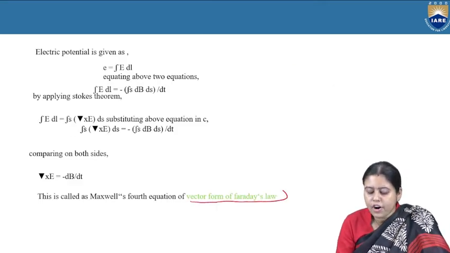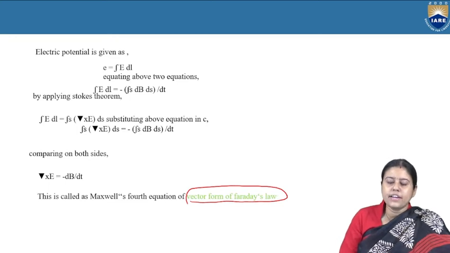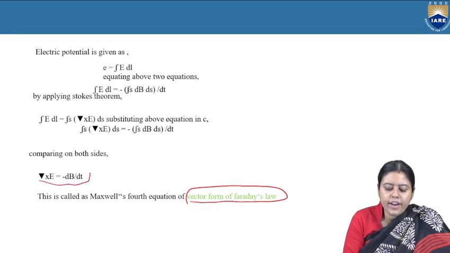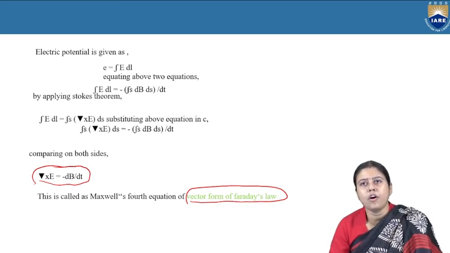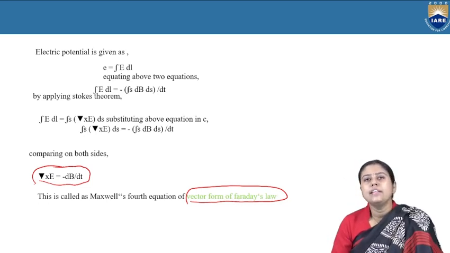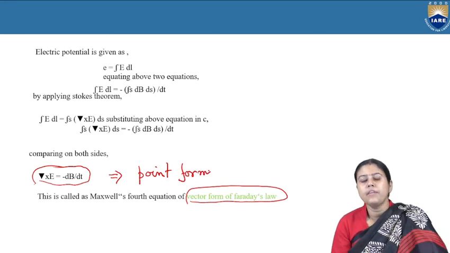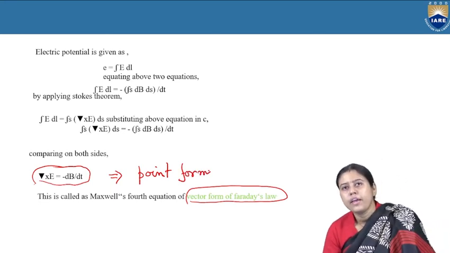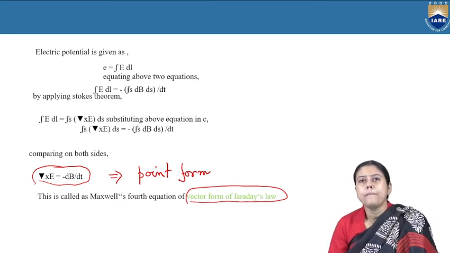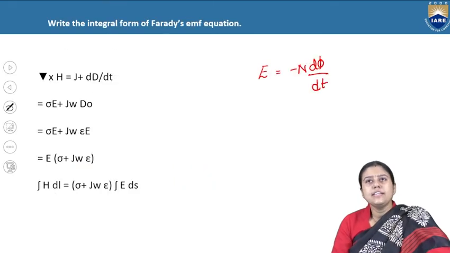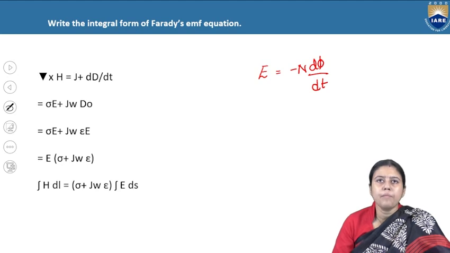And also we have discussed the vector form of Faraday's law, and in the vector form we got the equation grad cross E is equal to minus dB by dt. It is known as the vector form of Faraday's law, but this form is also known as the point form. The other name of this equation is the point form of Faraday's law. Grad cross E is equal to minus dB by dt. Now we will discuss the integral form of Faraday's EMF equation.